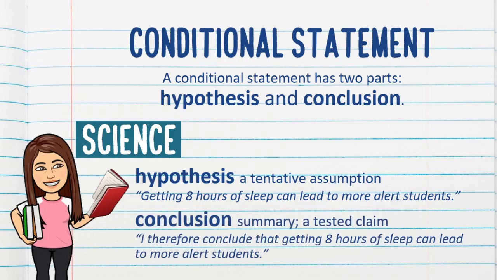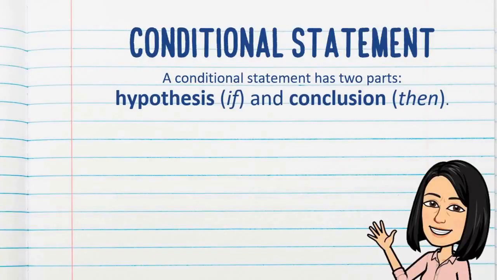So, the conclusion is our summary, our tested claim. Again, tested claim. So, our hypothesis, we test it. Now, we have proof whether it is true or false. So, we could say with confidence that I therefore conclude that getting 8 hours of sleep can lead to more alert students. Since we have tested the hypothesis, we were able to make our conclusion. Okay, so let us go back. Fast forward to our math class.